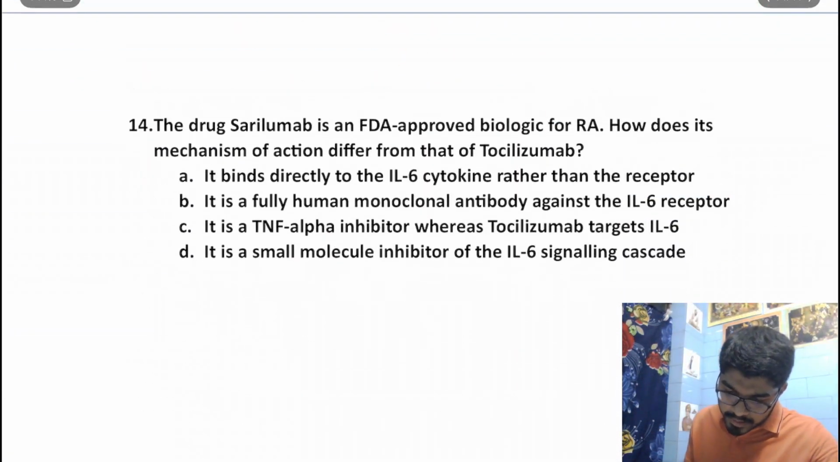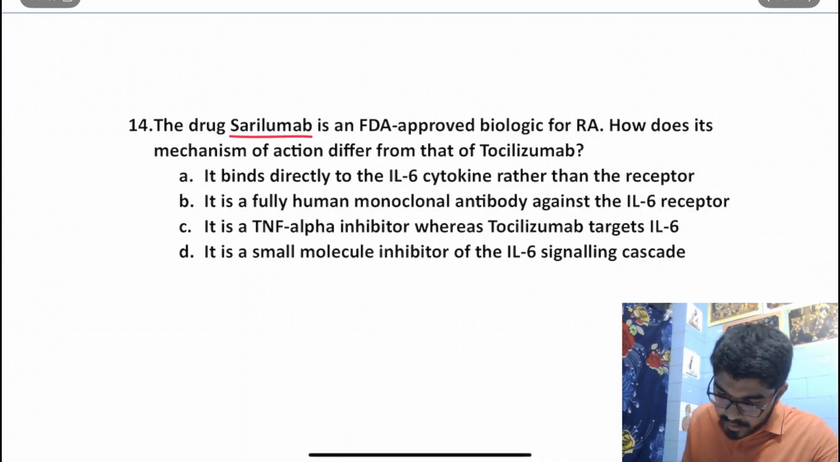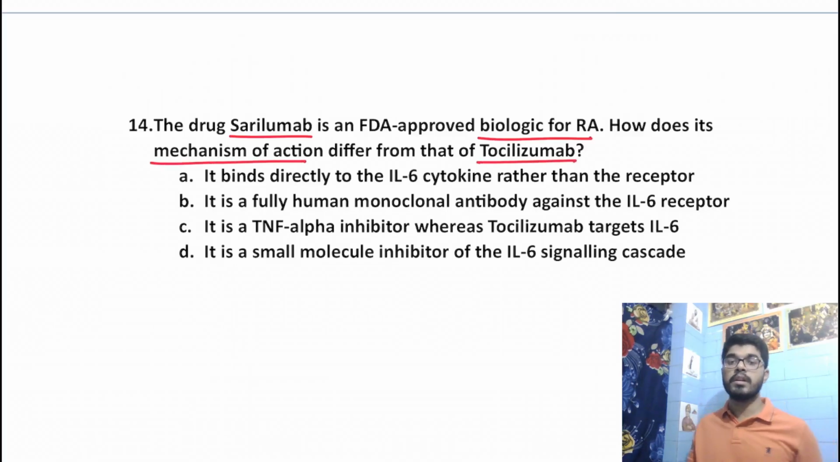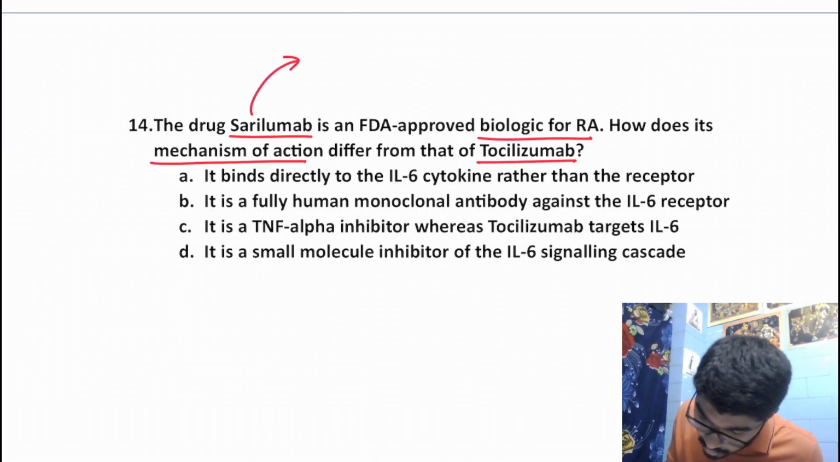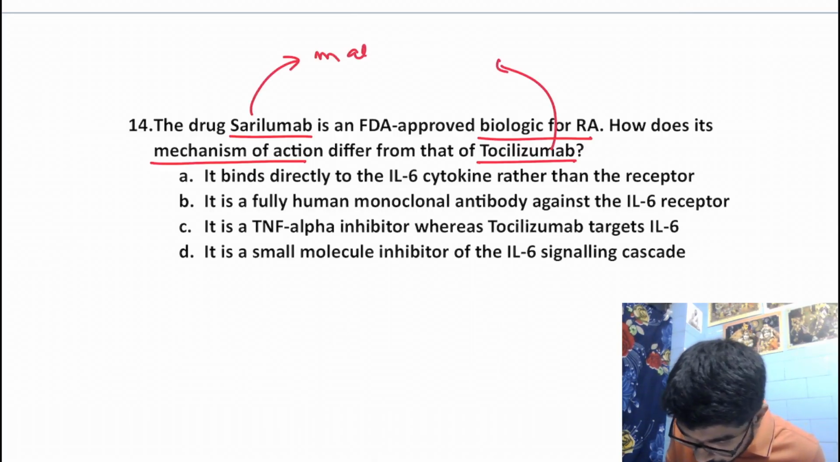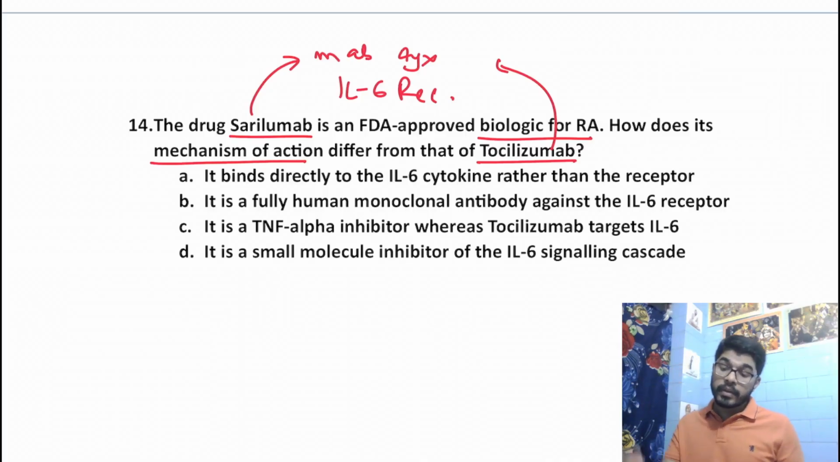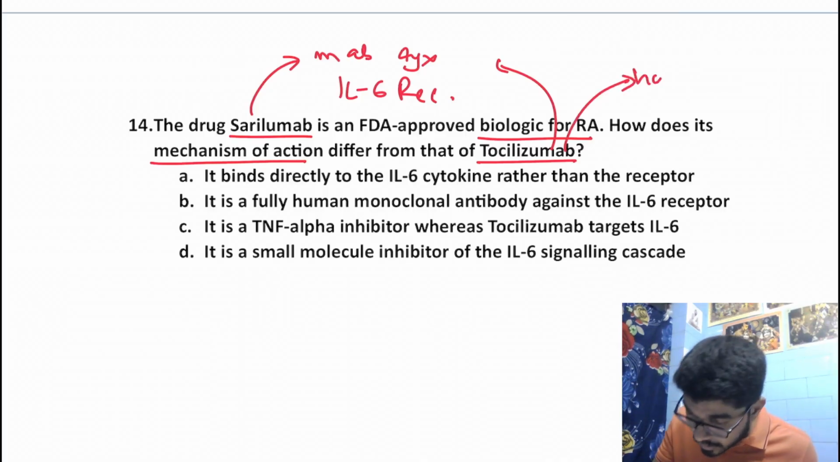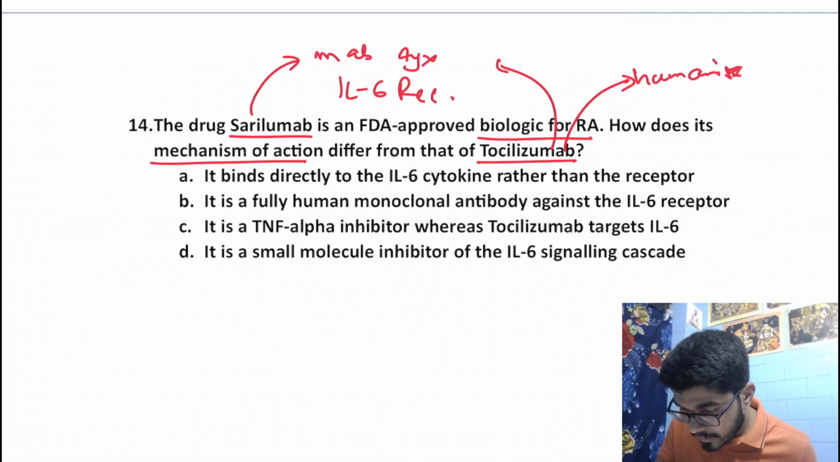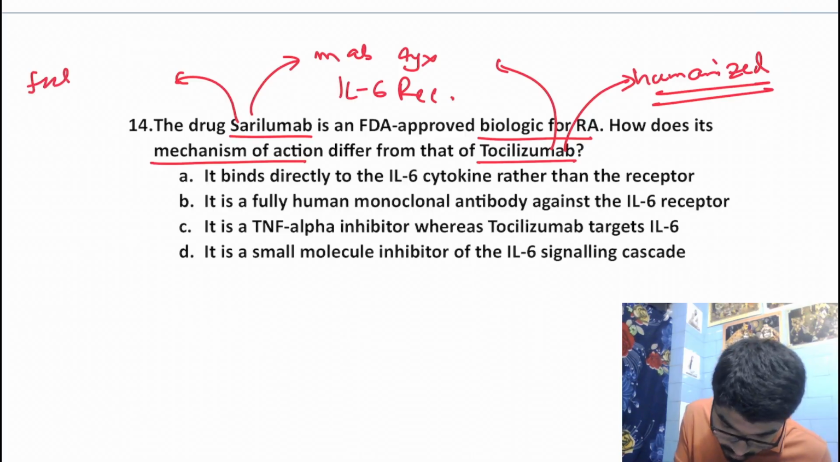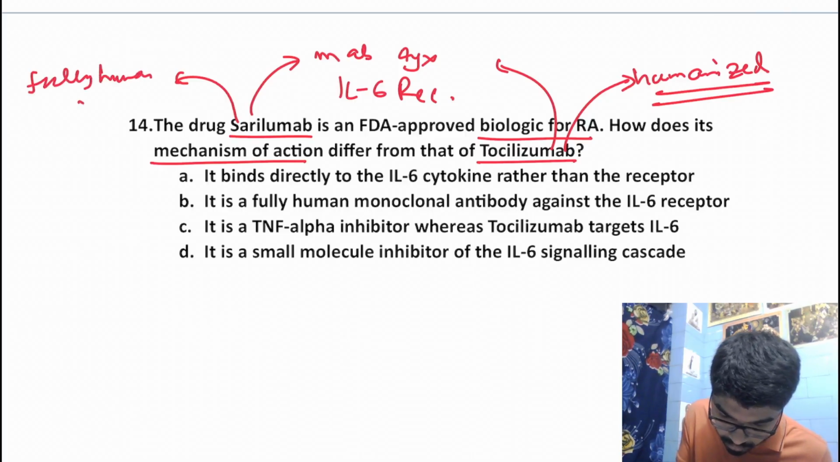The drug sarilumab is an FDA approved biological for RA. How does its mechanism of action differ from tocilizumab? Remember that both sarilumab and tocilizumab are monoclonal antibodies that act against the interleukin 6 receptor. So what is the basic difference? Tocilizumab is a humanized monoclonal antibody, whereas sarilumab is a fully human monoclonal antibody.